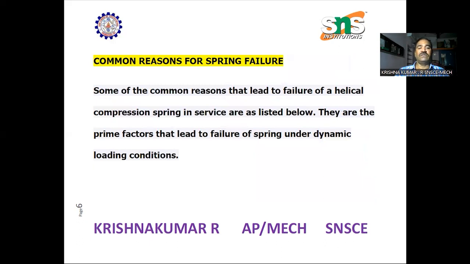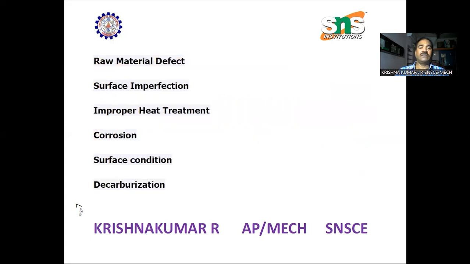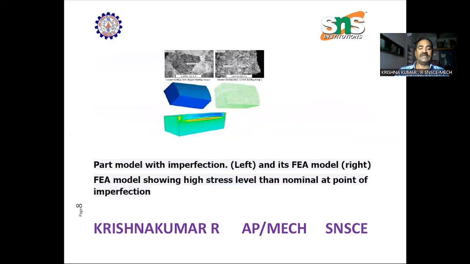Common reasons for spring failure. Some of the common reasons that lead to failure of a helical compression spring in service are listed below. These are the prime factors that lead to failure of a spring under dynamic loading condition: raw material defect, surface imperfection, improper heat treatment, corrosion, surface condition, decarburization.